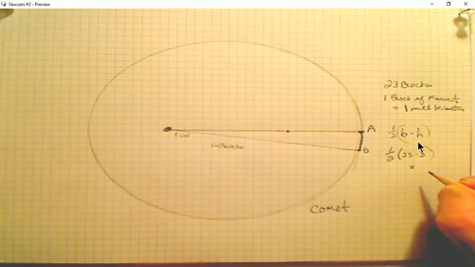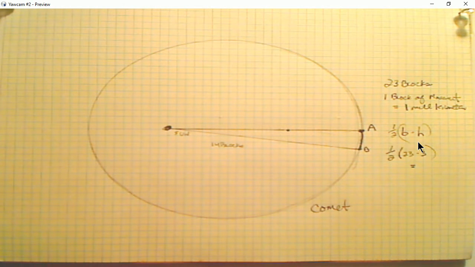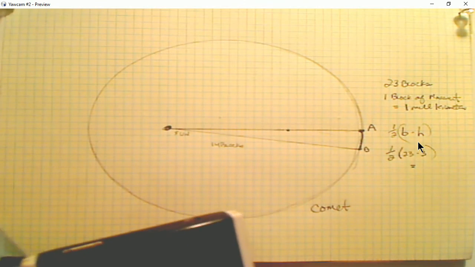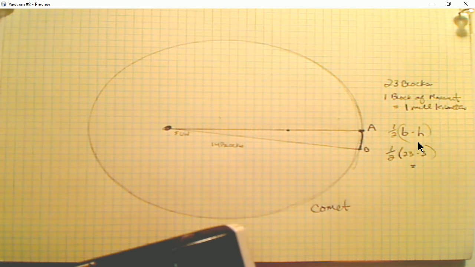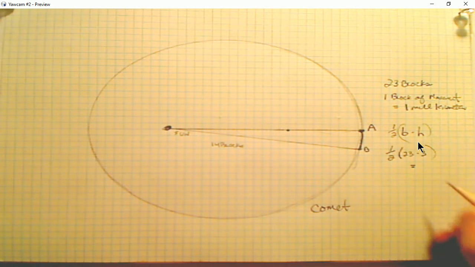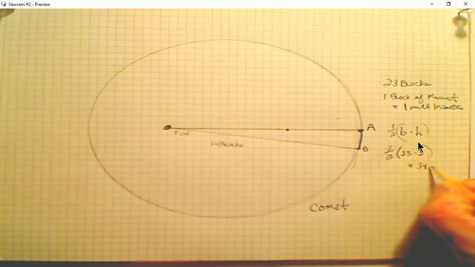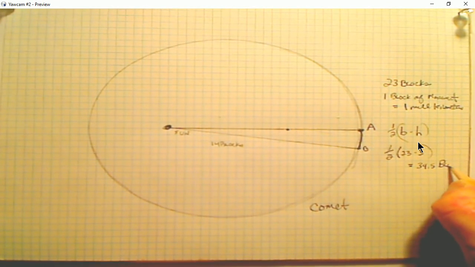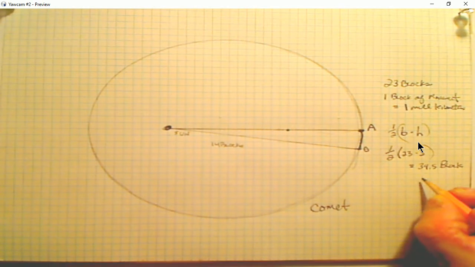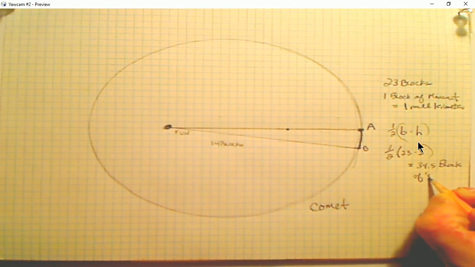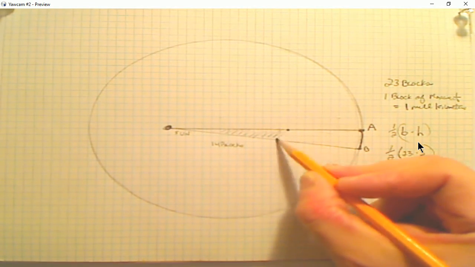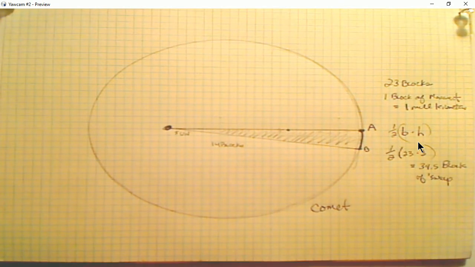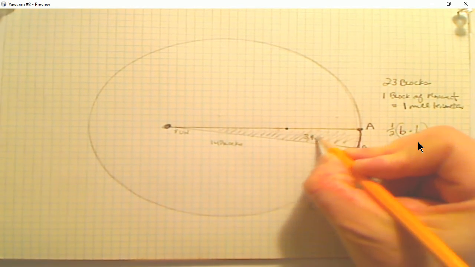Which is, if you do the math, let me get my calculator out. 1/2 times 3 times 23 gives us 34.5 blocks of area. We can even call it the sweep if we want to do it that way. This area here is 34.5 blocks.